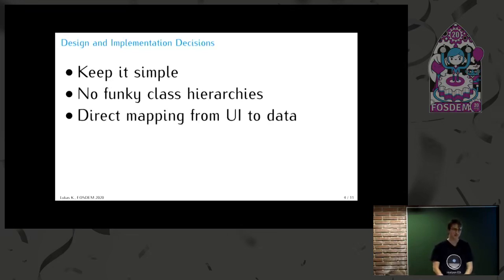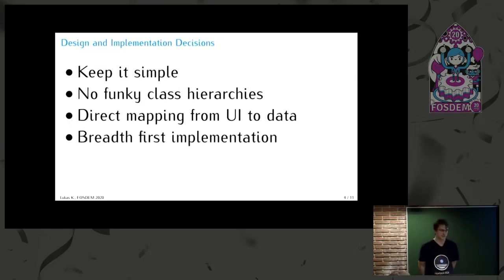Keeping it simple also meant keeping a direct mapping from the user interface to the data, as I think that if the user interface and the data model are aligned, then that really helps to keep complexity down and avoid bugs. Since I was starting from scratch, I decided to do a breadth-first implementation. Basically, implement something that's usable for all aspects, so that I could validate my architecture and get feedback early on.